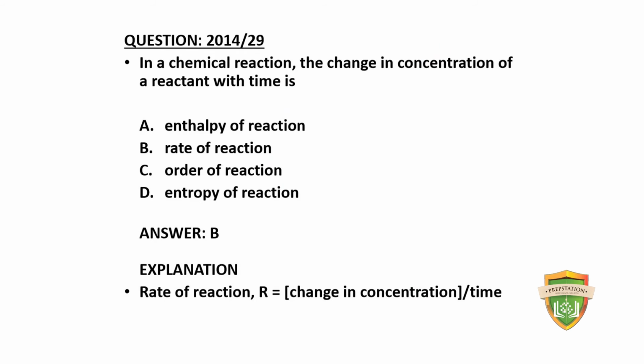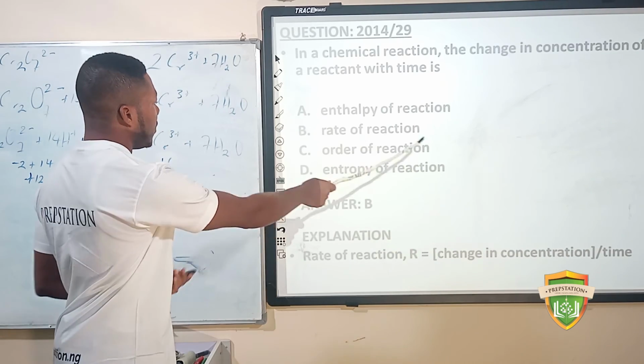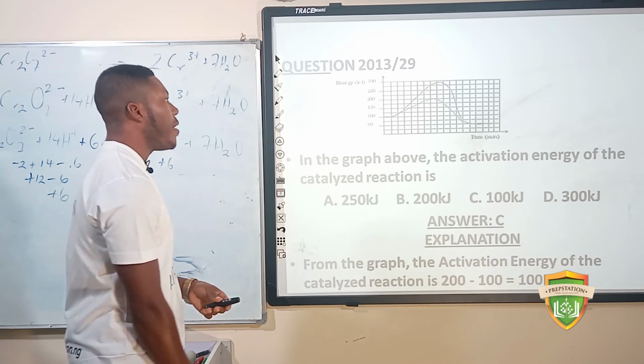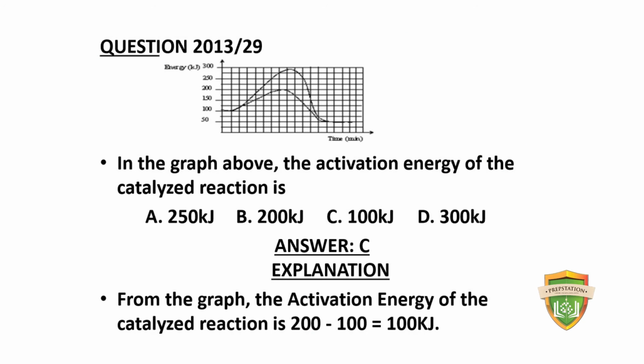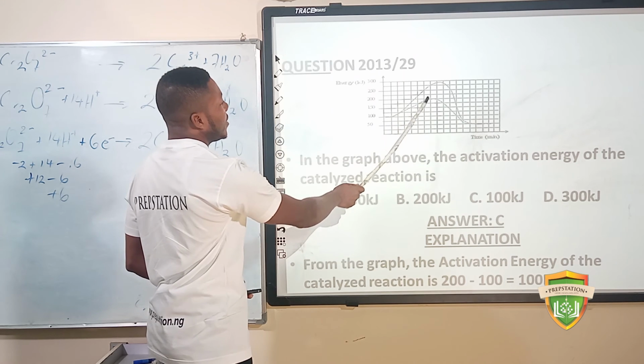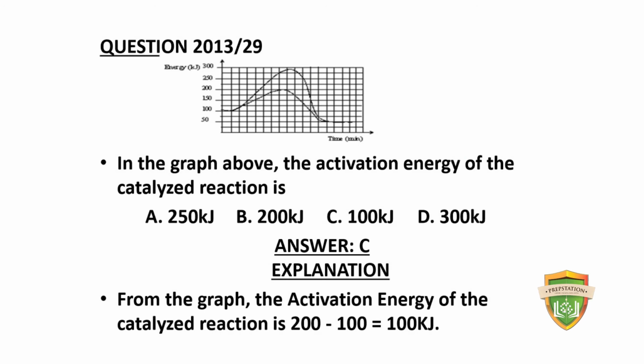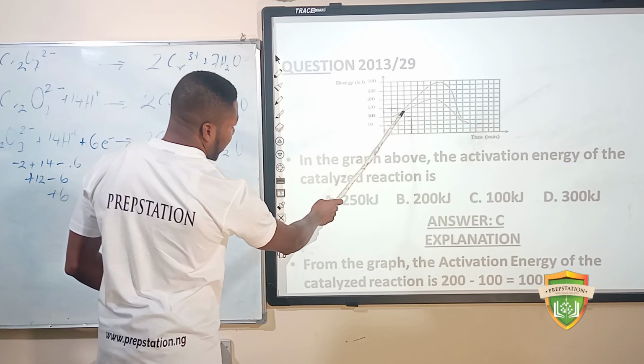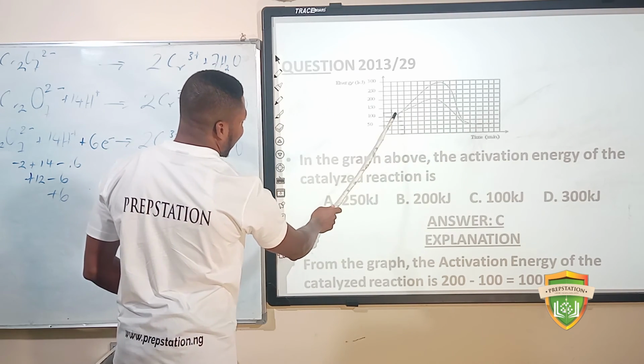In a chemical reaction, the change in concentration of a reactant with time is, that one is simple, the rate of a reaction. Okay, look at the graph. This graph shows an exothermic reaction. So this is the actual reaction. This is the catalyzed pathway. What is the question? In the graph above, the activation energy of the catalyzed reaction is, don't forget, this is the catalyzed reaction. Have you seen before? This is the actual reaction.